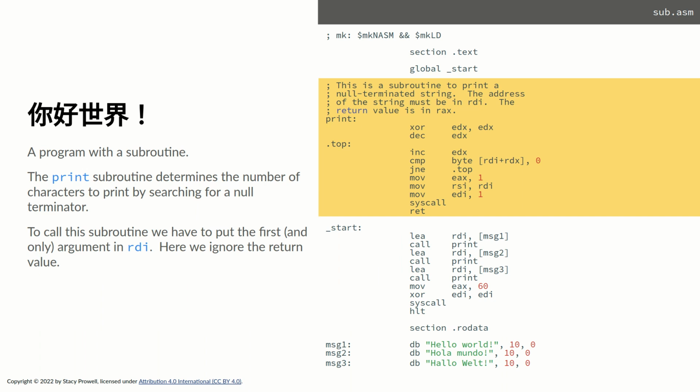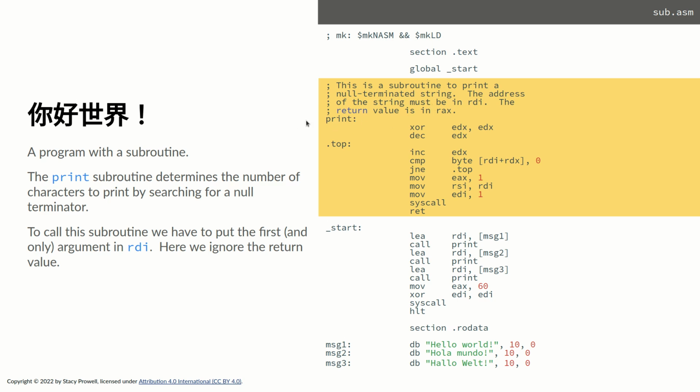So here's the program that has a subroutine. It prints Hello World, Hola Mundo, and Hallo Welt. So it prints Hello World in a couple different languages. Fancy Hello World program. And it's got a subroutine. The subroutine's up here at the top. So the first instruction to execute is not actually the first one in the listing, it's down here.